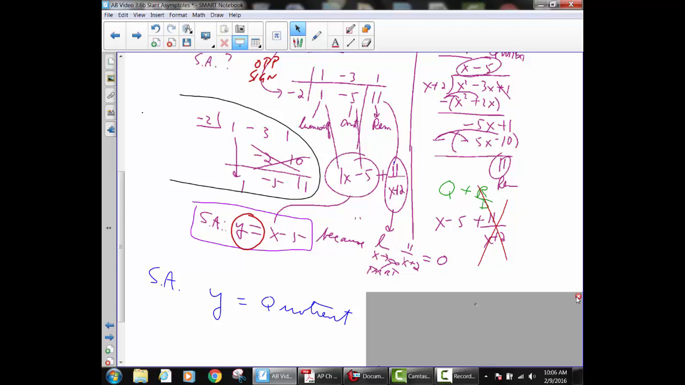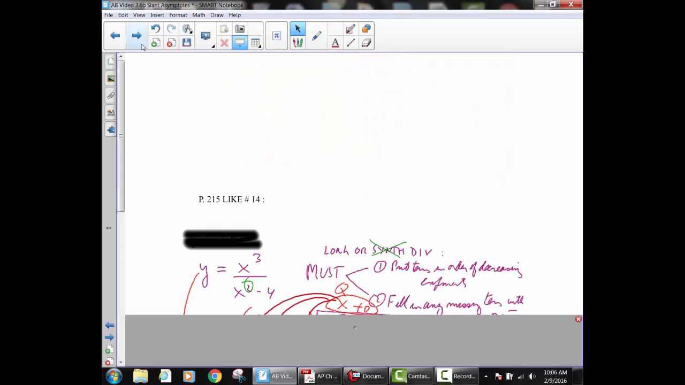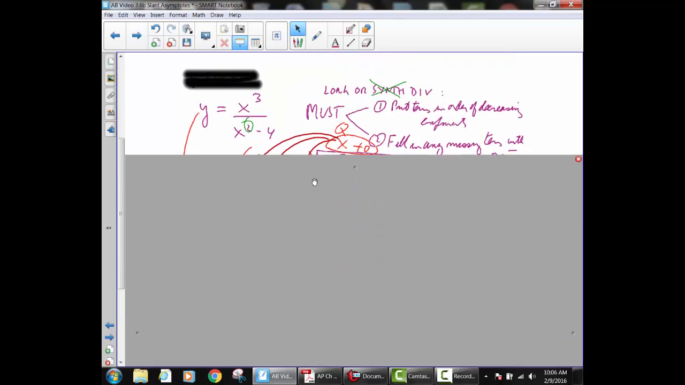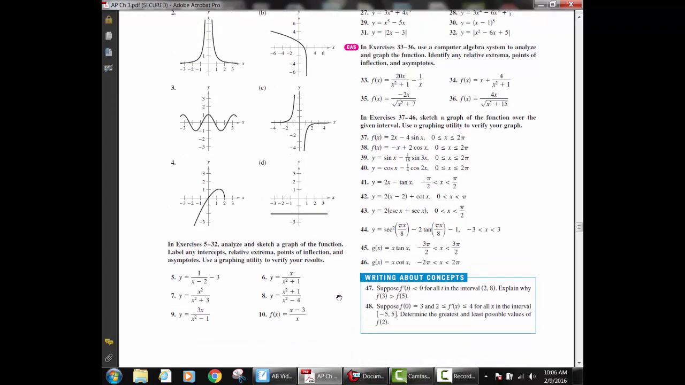So it's just y equals the slant asymptote. Ignore the remainder. Okay, so this is like number 14. And of course, the directions at this point are: analyze and sketch a graph of the function, label any intercepts, relative extrema, points of inflection, and asymptotes.